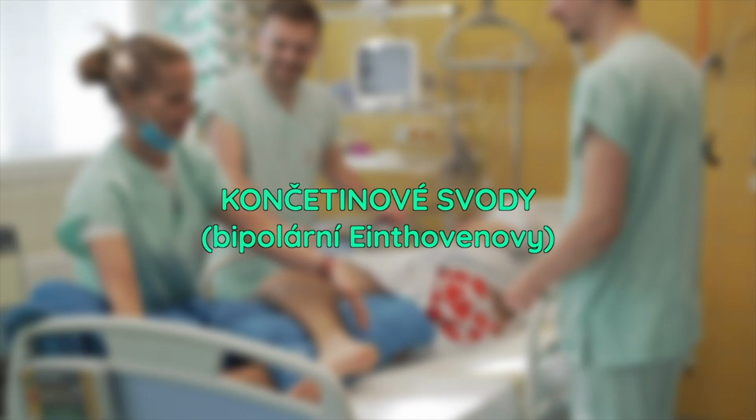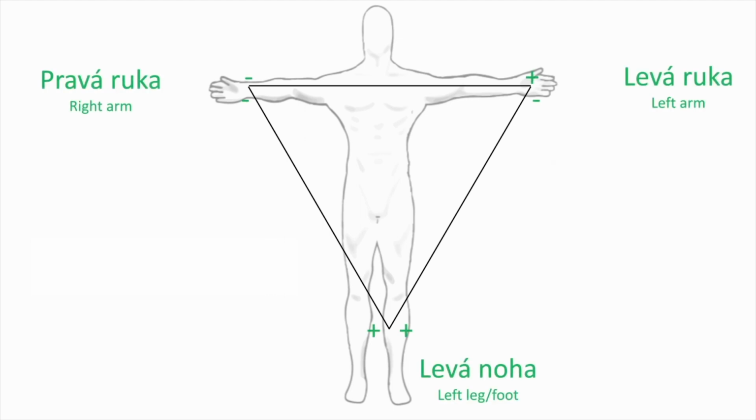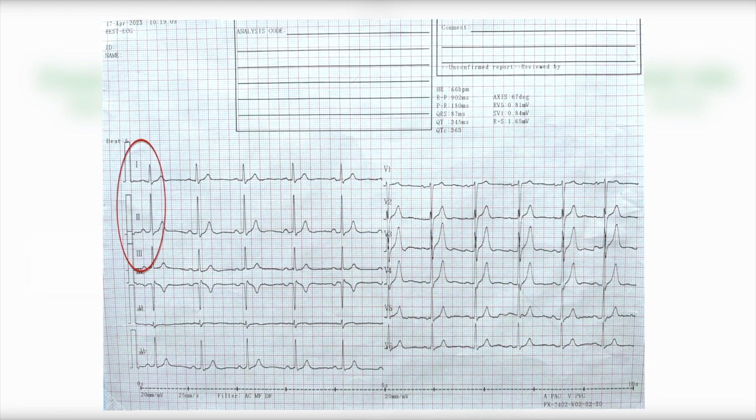Limb and chest electrodes. They measure changes in potential between 2 electrodes. The first lead is formed between the electrodes R on the right hand and L on the left hand. The second lead is formed between the electrodes R on the right hand and F on the left leg. The third lead is formed between the electrodes L on the left hand and F on the left leg. These are marked on the ECG record with Roman numerals 1, 2, and 3.